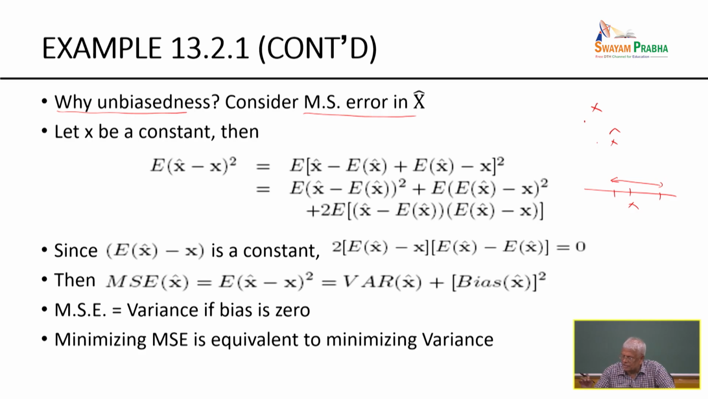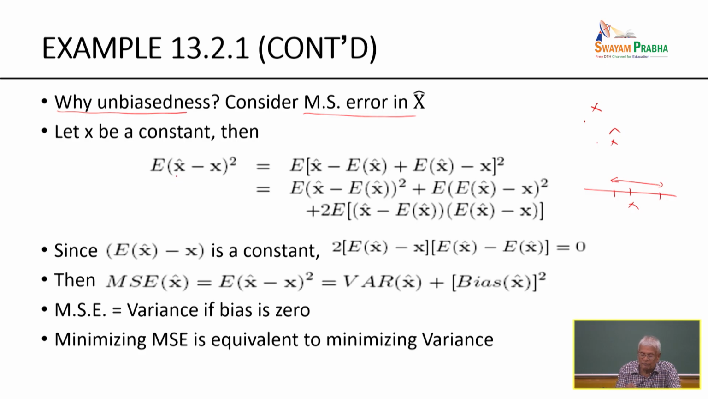The mean of x hat is equal to x. The variance of x hat shrinks as m goes to infinity. That's the idea that we have seen. While we have seen that, I want to argue why we are interested in unbiasedness. What is the impact of an estimate being biased? To analyze that impact, I'm going to consider the mean square error.